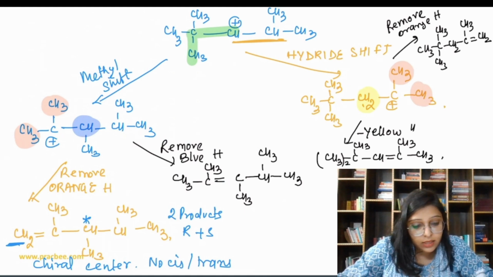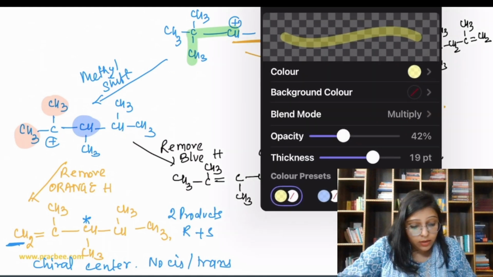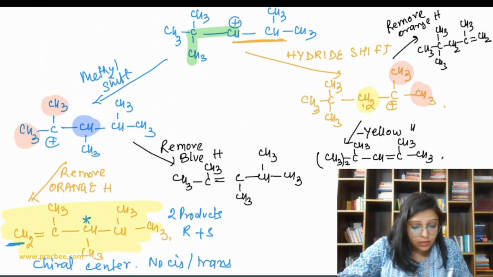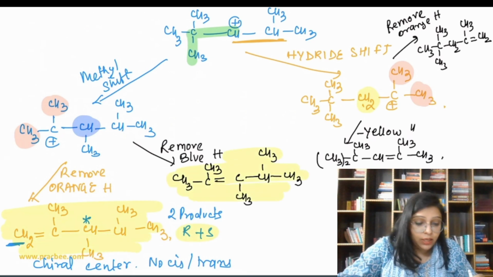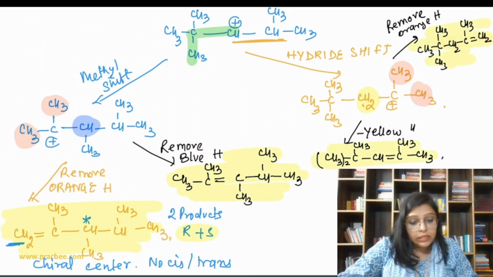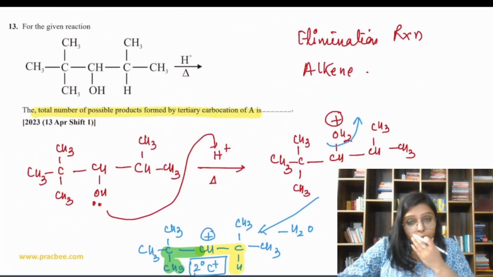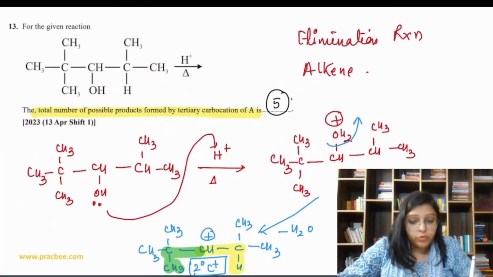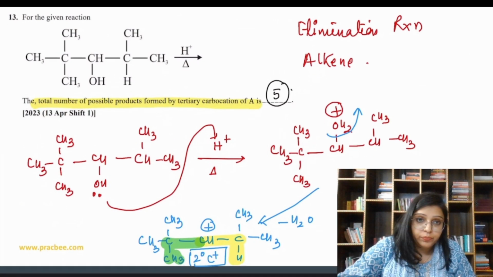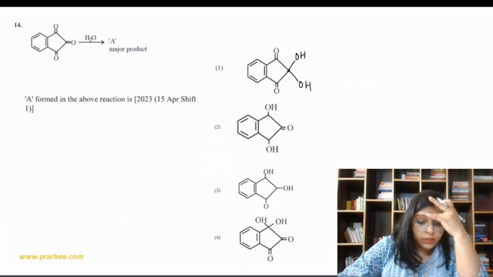So finally we have 5 products in hand. One product is this, second product is this, and this, so total 3. Then we have the fourth product, and then the fifth product. Okay? So the question says the total number of possible isomers formed by the tertiary carbocation of A is equal to 5. Okay? Next question.